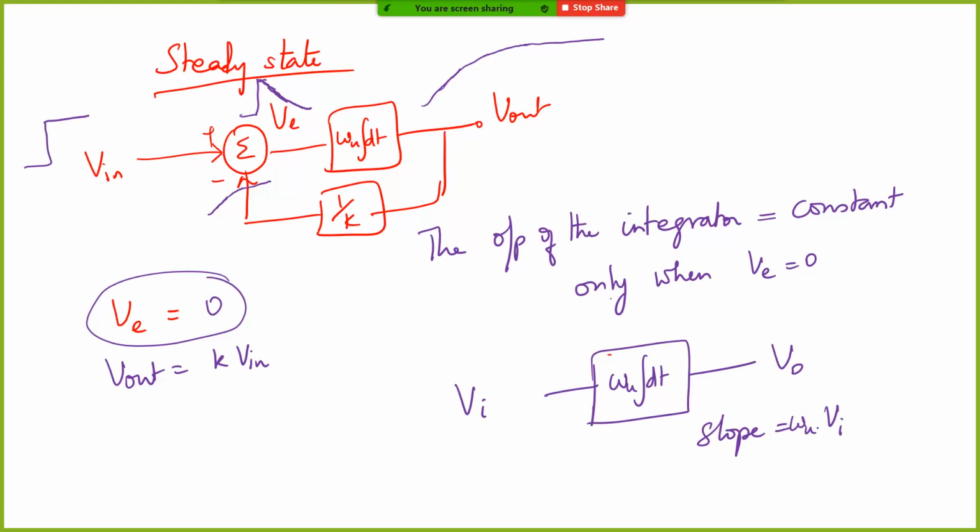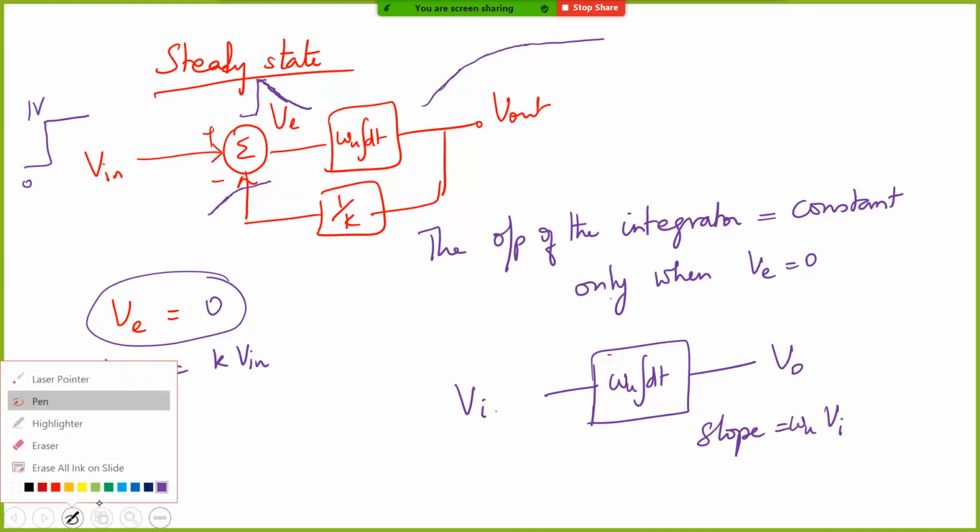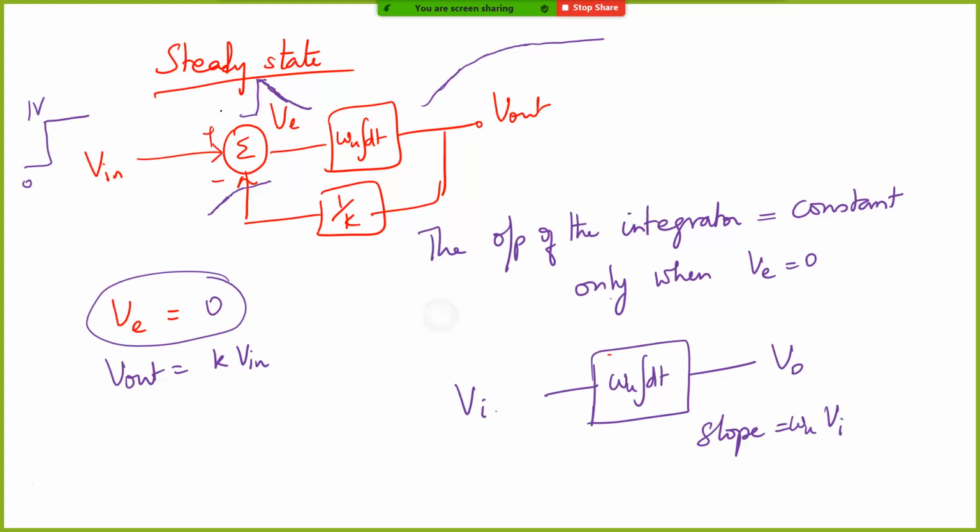Now what is happening in this feedback system? As your input starts increasing, the feedback signal also starts increasing. So what happens to the difference between the input and the feedback signal? That will start decreasing, right? So let's put some values. Let's say this is 0 and this is 1 volt. You have a 1 volt step. Initially it was in steady state and therefore the error was 0. This was also at 0 volt. When the step happens, what happens to the error voltage? The error goes to 1, 1 minus 0.